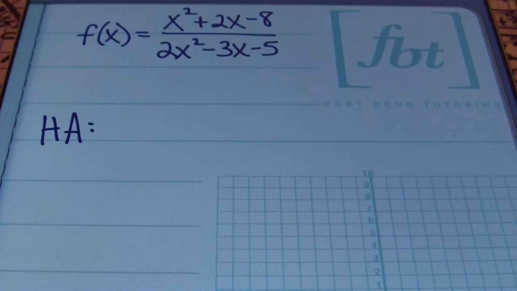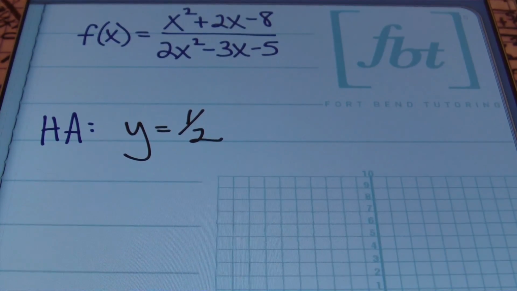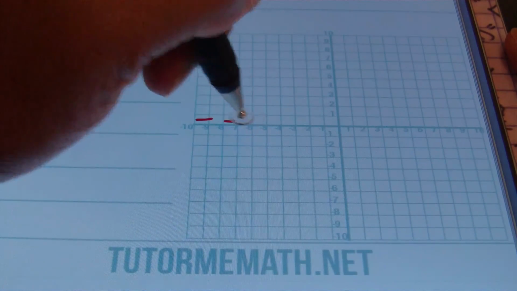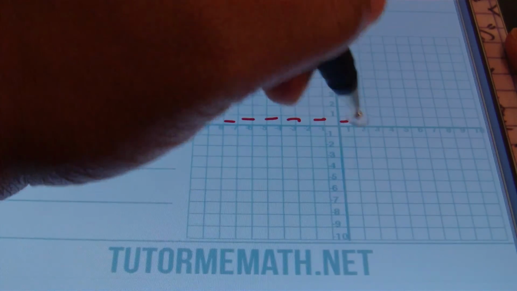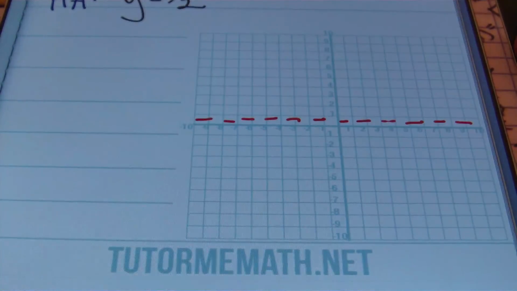Let's go ahead and graph it. All right, so we have our original function, f of x equals x squared plus 2x minus 8 divided by 2x squared minus 3x minus 5, and our horizontal asymptote is y equals 1/2. Let's go ahead and graph that. So on our Cartesian plane, it's going to be halfway between 0 and 1. So it's going to look just like this. Remember, your horizontal asymptote is going to be a dashed line or a dotted line, never a solid line. Okay? And there you have the graph of your horizontal asymptote for problem number 6.